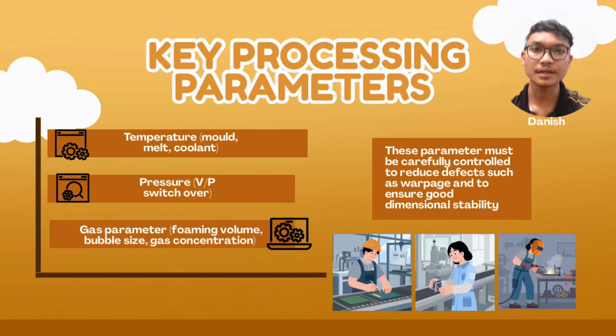Proper pressure control helps regulate gas expansion and foam formation. The third parameter is the gas parameter, which includes foaming volume, bubble size, and gas concentration. This parameter influences the cellular structure of the foam and determines the final density and weight of the product. These processing parameters must be carefully controlled because they directly affect product quality. Poor parameter control can cause defects such as warpage, dimensional instability, and uneven foam distribution.